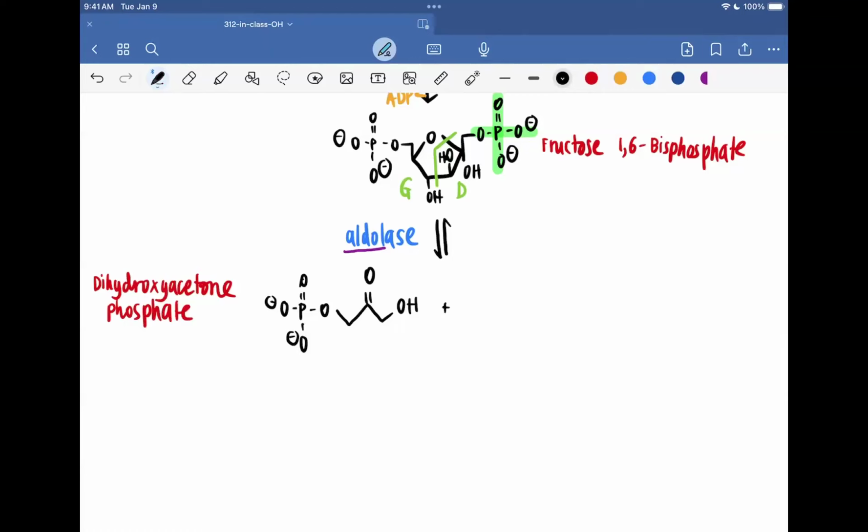Our second product is our glyceraldehyde 3-phosphate. So writing down our phosphoryl group first, we're going to have the same 3-carbon type of structure, where at carbon 2, we have an alcohol, and at carbon 1, we have our aldehyde. And this is our glyceraldehyde 3-phosphate molecule.